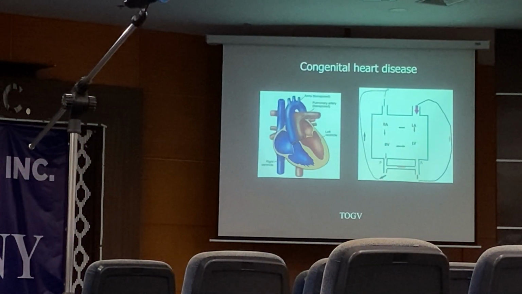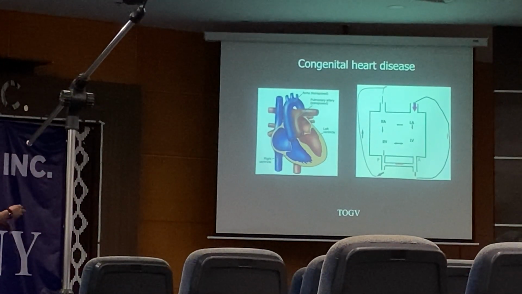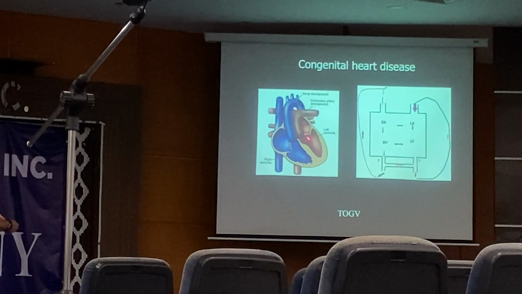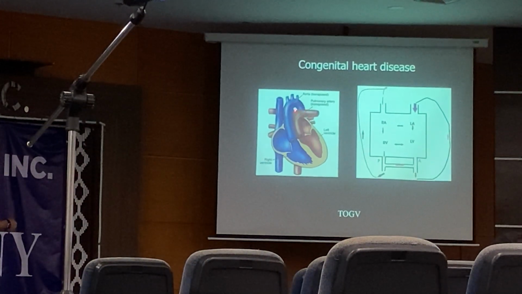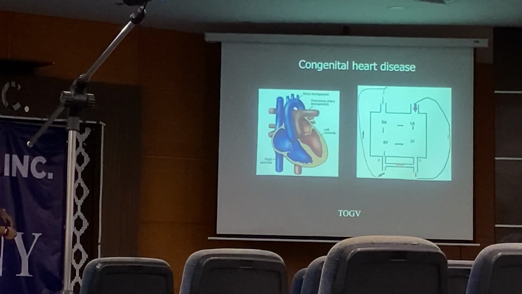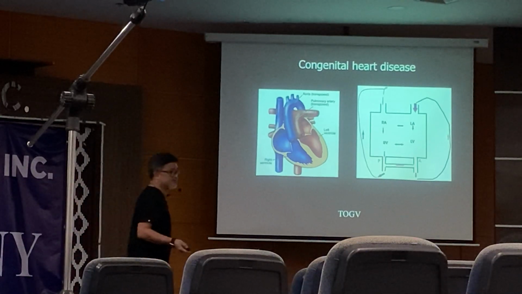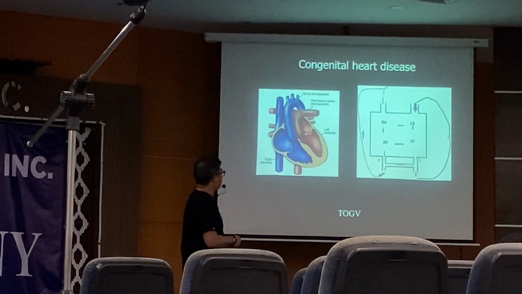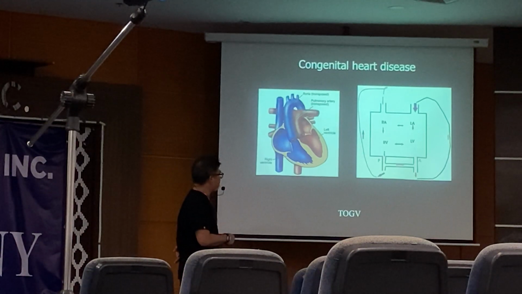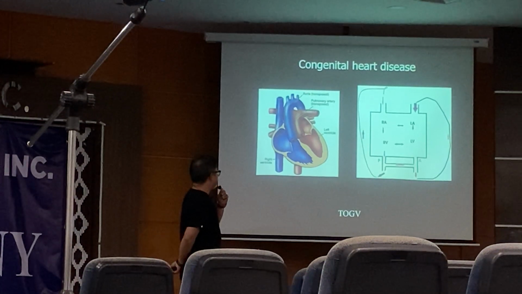In transposition of great vessels, what happens? Instead of your aorta originating from your left ventricle and your pulmonary artery from your right ventricle, they interchange. Okay? So for this patient to survive, do you think this patient will survive? They should have a compensatory shunt. They must have ASD and VSD. Most of these patients do have ASD and VSD as well for them to survive.